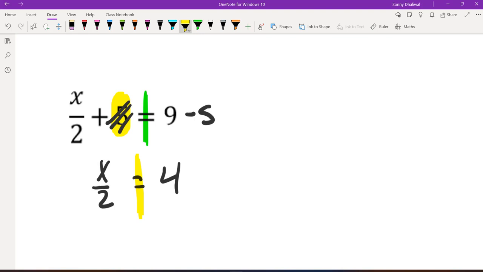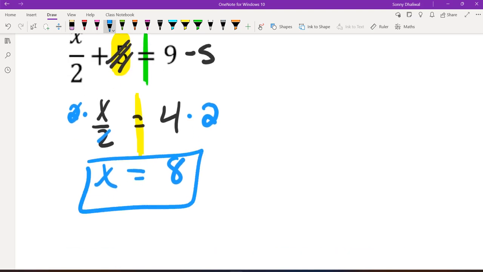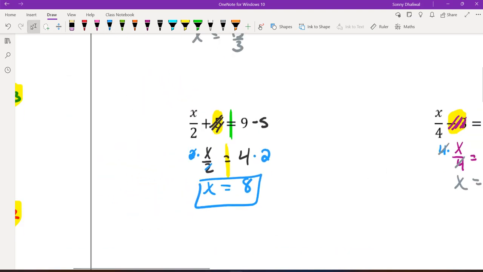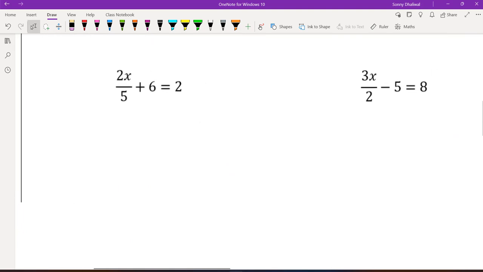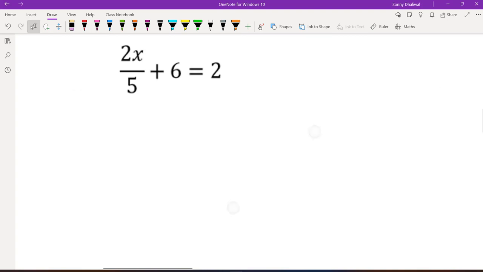We need to get rid of that 2. How do we get rid of that 2? Multiply, divide, add, subtract. How do we get rid of that 2? Multiply. A 2 on the bottom gets canceled out by a 2 on the top. So multiply by 2. The 2's are gone. X is equal to 4 times 2, which is 8. Okay? All right, so I'll do this one with you, then I'll have you do the other one.